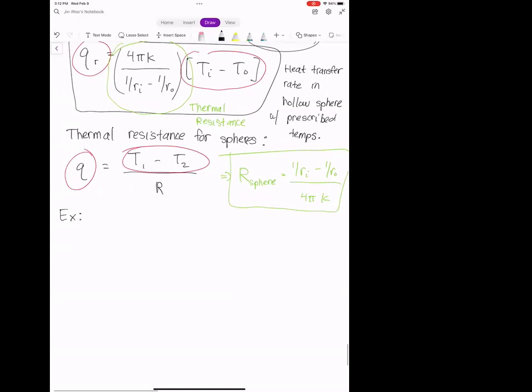let's say that we have a multi-layered sphere. So you have like a gumball, I guess. Okay. And so let's say this is the cross section of the sphere. Okay.